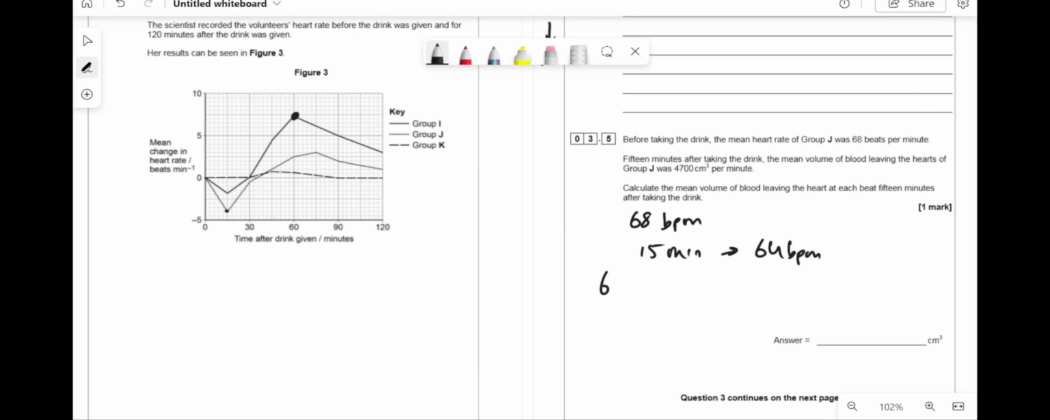So what this means is there's 64 beats in 1 minute, and each minute they're shoving out 4,700 centimeters cubed of blood in 1 minute. So that means that 64 beats is shoving out this much blood. So one beat would be 4,700 divided by 64, which gives you 73.4.